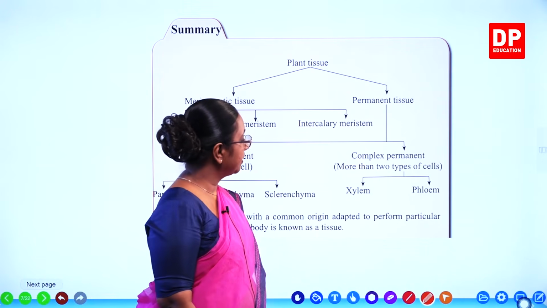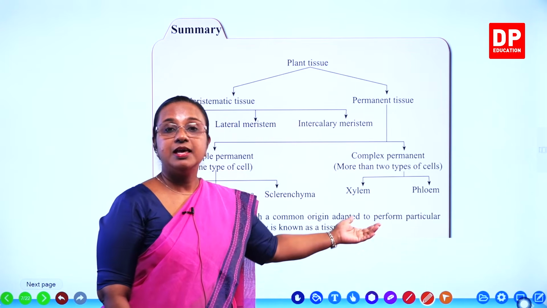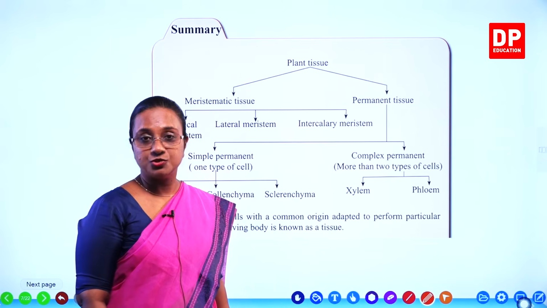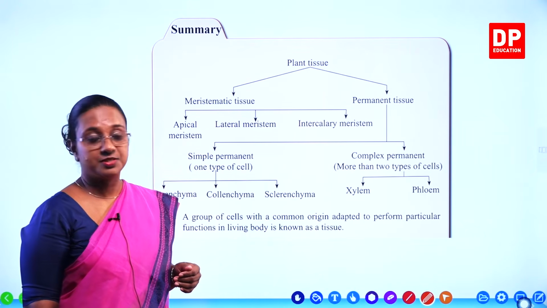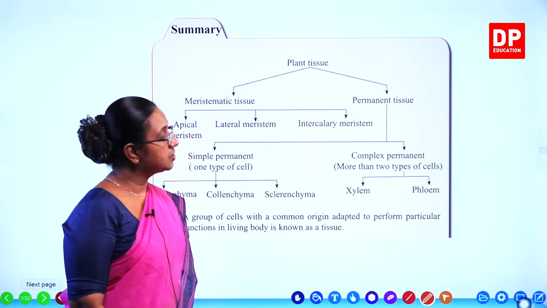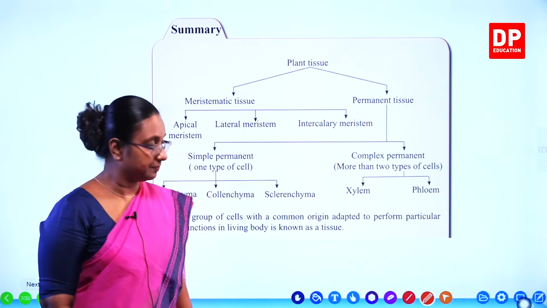The complex permanent tissues are xylem and phloem. They are the vascular tissues. They mainly involve in transport of substances. Xylem transports water and phloem translocates food.